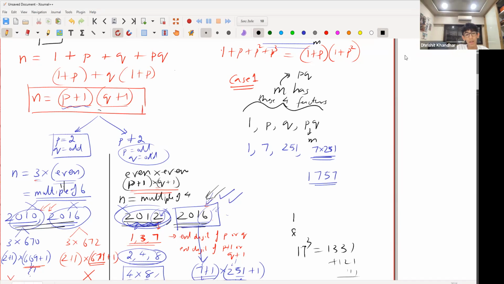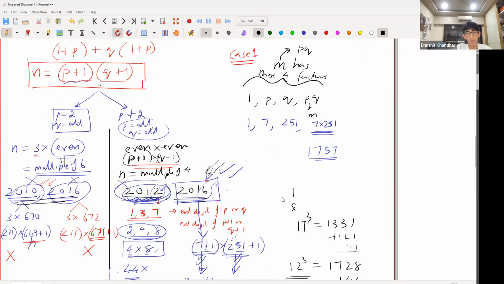So yeah, but then I was confused about what about the ones larger than the square? Larger than the square meaning? Like you said that you have to count only till the square root, right? Till the square root, yeah. So then what if there are many more after the square root?